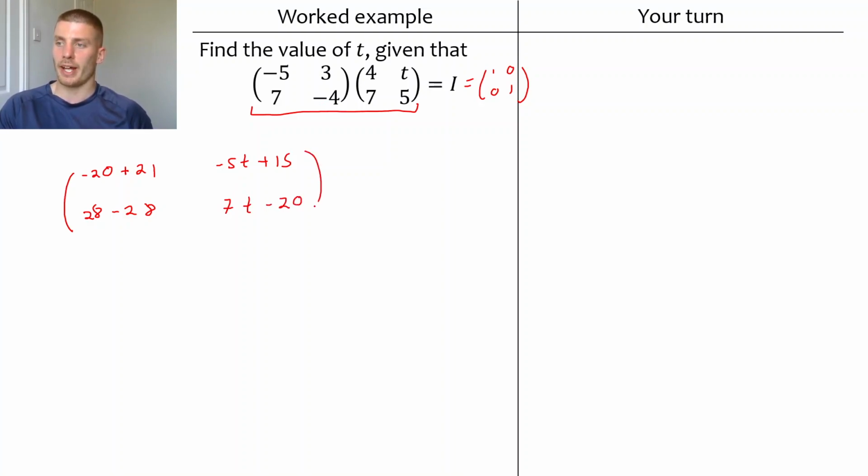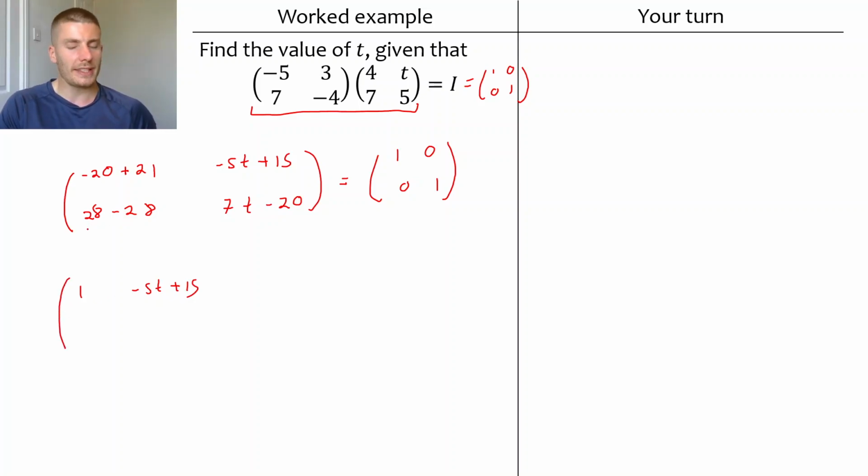Okay, so I've just multiplied out the first two matrices, and that's going to be equal to the identity matrix, which is over here, 1, 0, 0, 1. Now let's tidy up the left-hand side. Minus 20 plus 21 gives you 1. You've got minus 5t plus 15. You can't really do anything there, so just keep it as minus 5t plus 15. On the bottom, 28 take away 28 gives you 0. And over here you've got 7t take away 20, close the matrix, is equal to the identity, which is 1, 0, 0, 1.